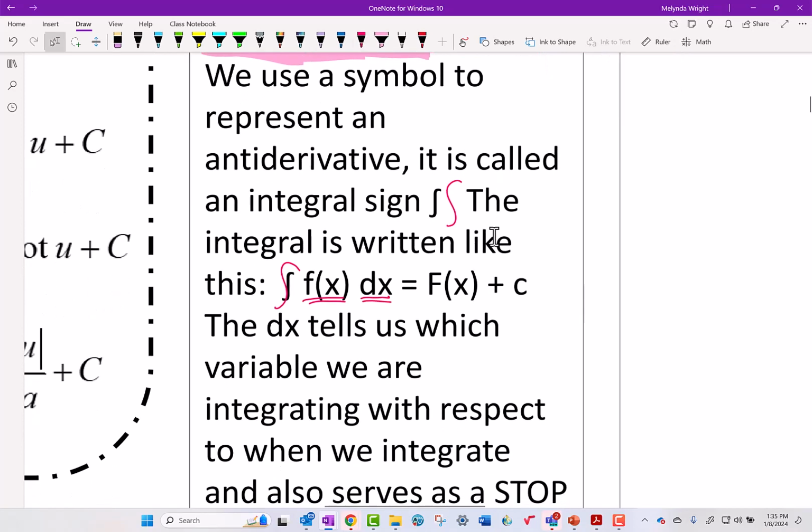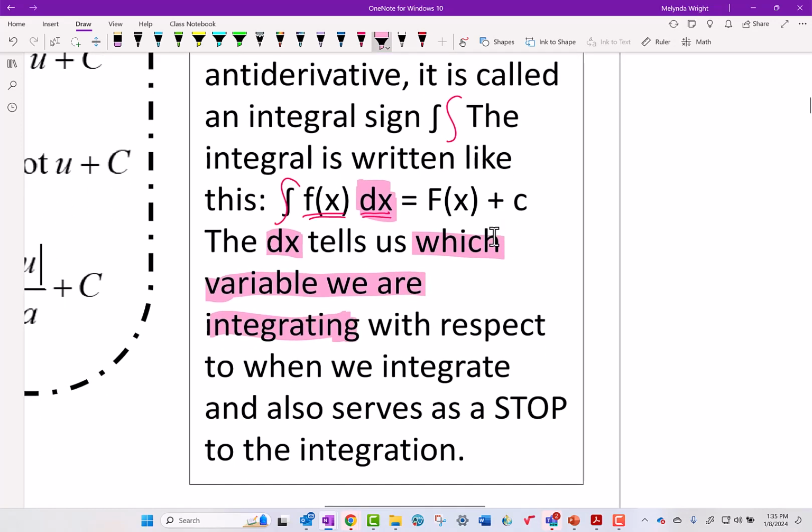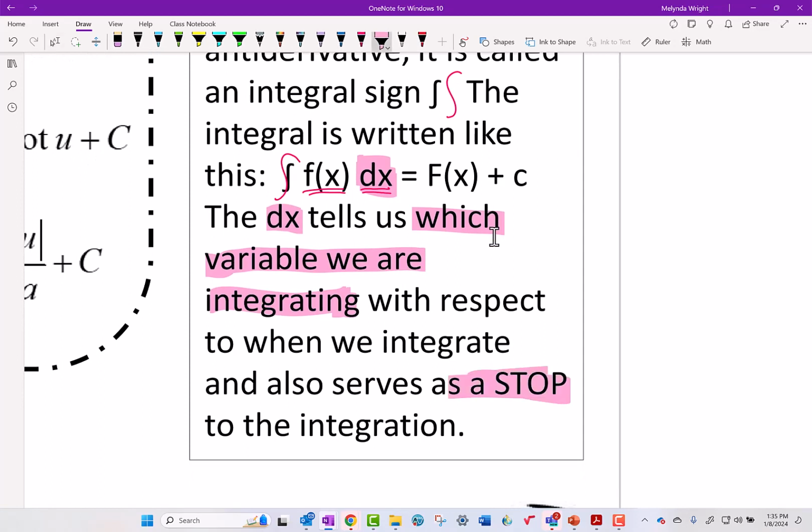Okay? The dx confuses students for some reason. What does the dx do? It tells us which variable we're integrating. And it also tells us when to stop. So it's really important. The dx is really important. It tells us the variable that we're integrating, and since we're doing single variable calculus, it would just be one integral, one variable. And it also tells us when to stop integrating.